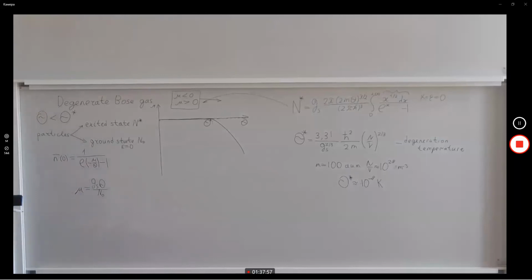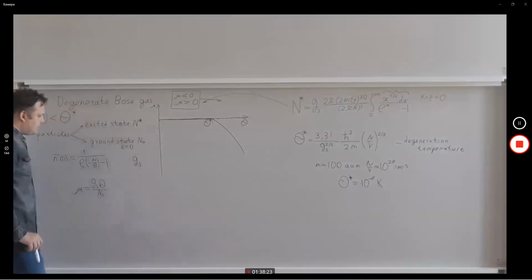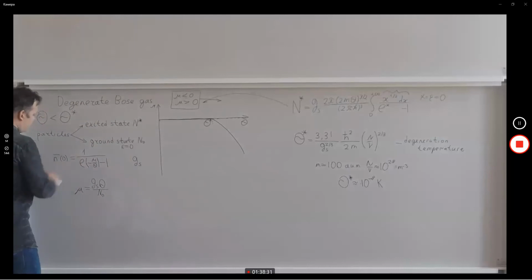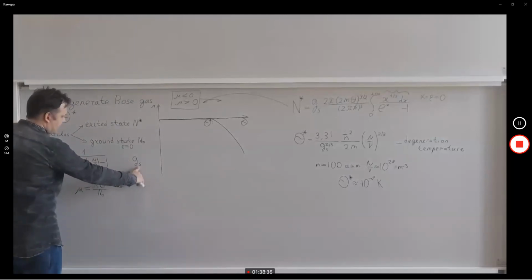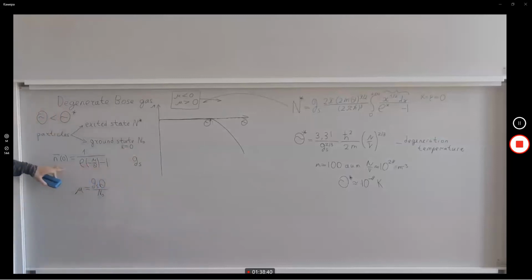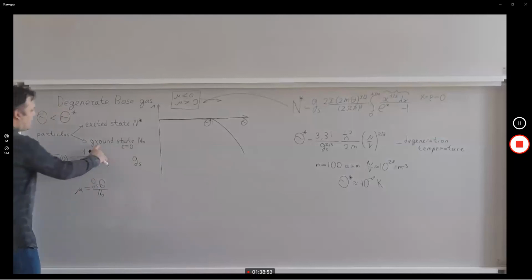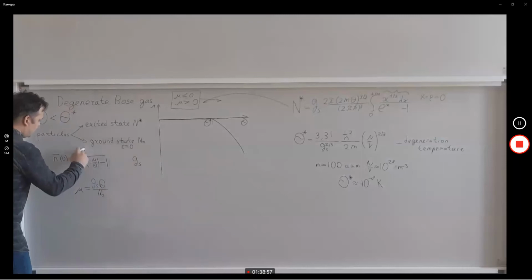We know that this is the number of particles in a single quantum state with zero energy. We know that the states for a particle with non-zero spin are degenerate G sub s times. So we have G sub s states with zero energy. The number of particles in each state is determined by this formula. So the number of particles in the state with zero energy is G sub s times higher.